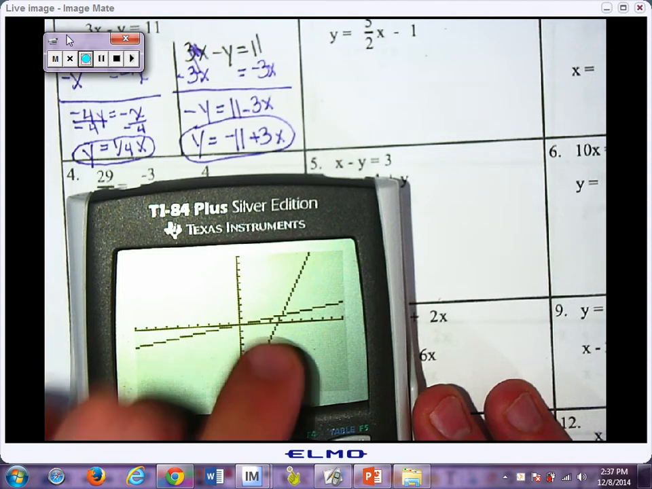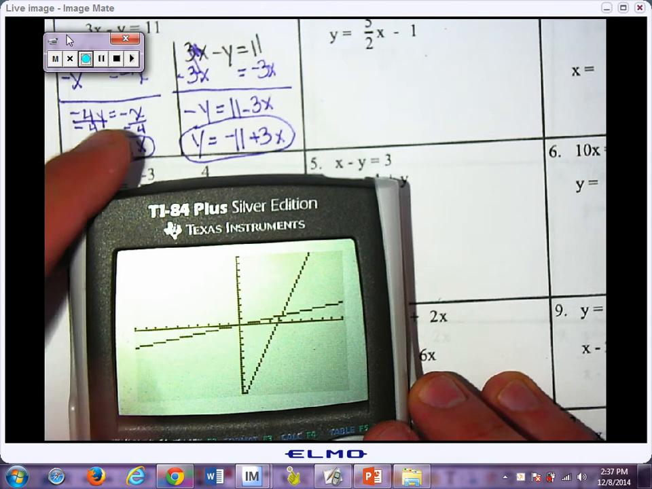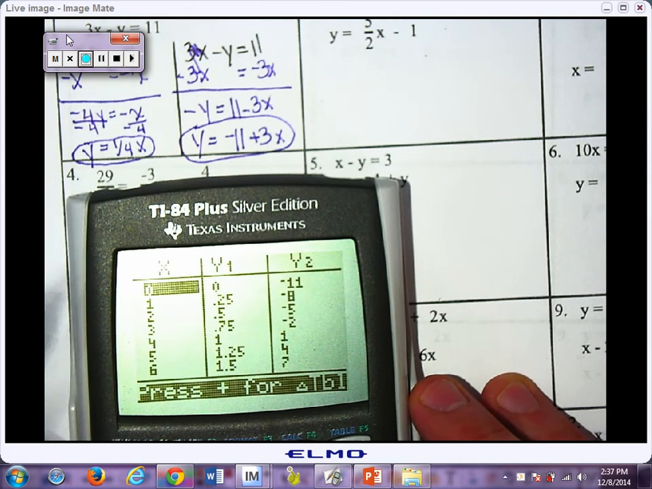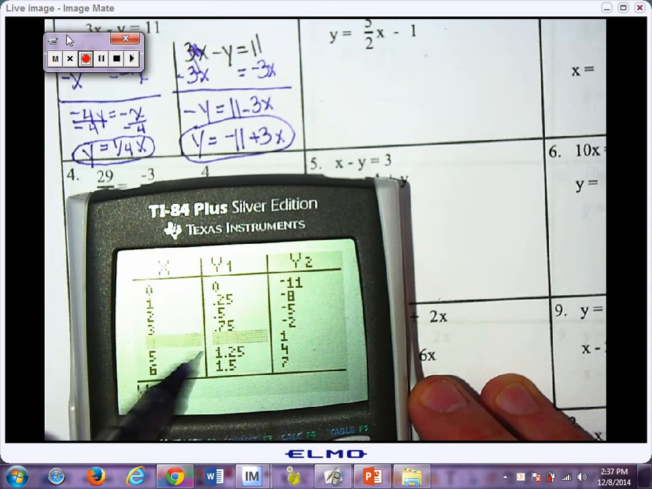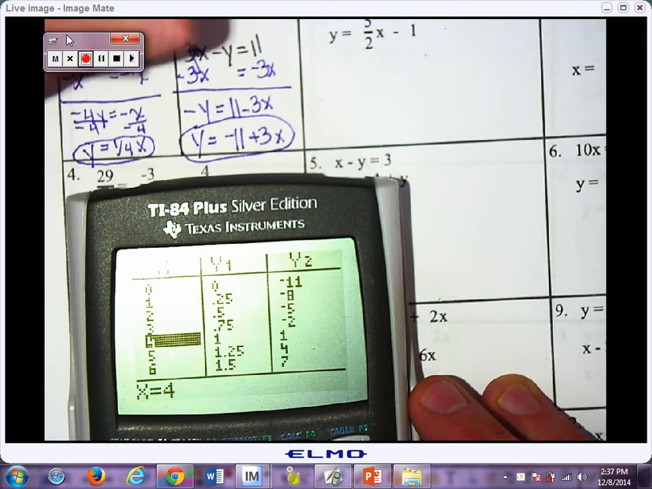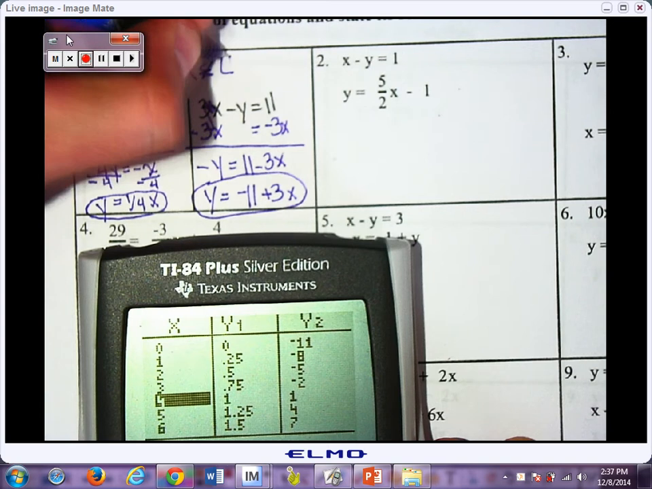Now, I see they intersect somewhere over here, but I can't tell where. So here's how you're going to do it. There's a couple of ways. We can look at the table first and look to see where x and y have the same value. And I see that right here at 4, they both have a value of 1. So there's my solution. When x is 4, my y is a positive 1.